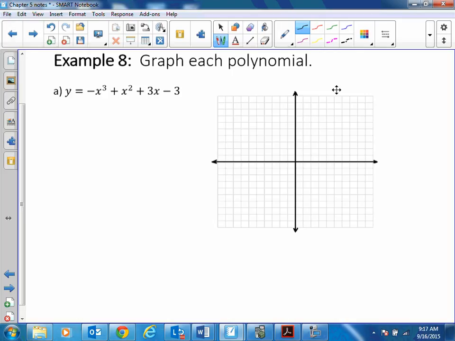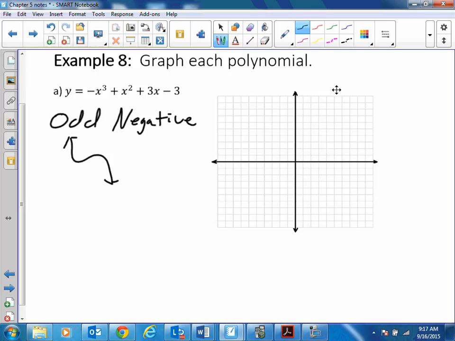If we had to classify this as odd or even, what would we classify it as? If we had to classify it as positive or negative, what would we classify it as? Negative. So what's that graph going to look like? It's going to be going down. Yeah, it's going to fall from left to right. So something like this.